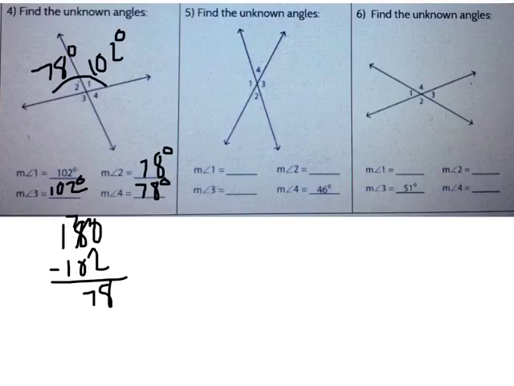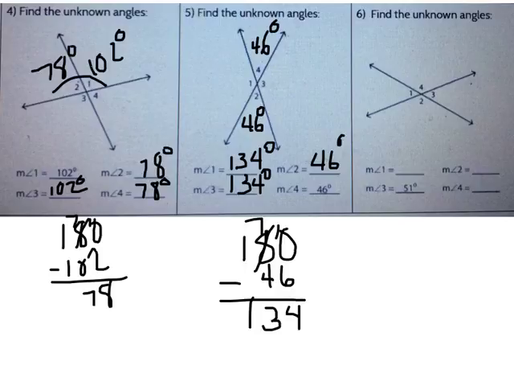Now look at number 5. Solve for all of the missing angles. Angle 4 is 46 degrees. What are the other three angles? I can see that angle 2 is also 46 degrees because those two are vertical angles. I can subtract 180 minus 46 to find that angles 1 and 3 are equal to 134 degrees.